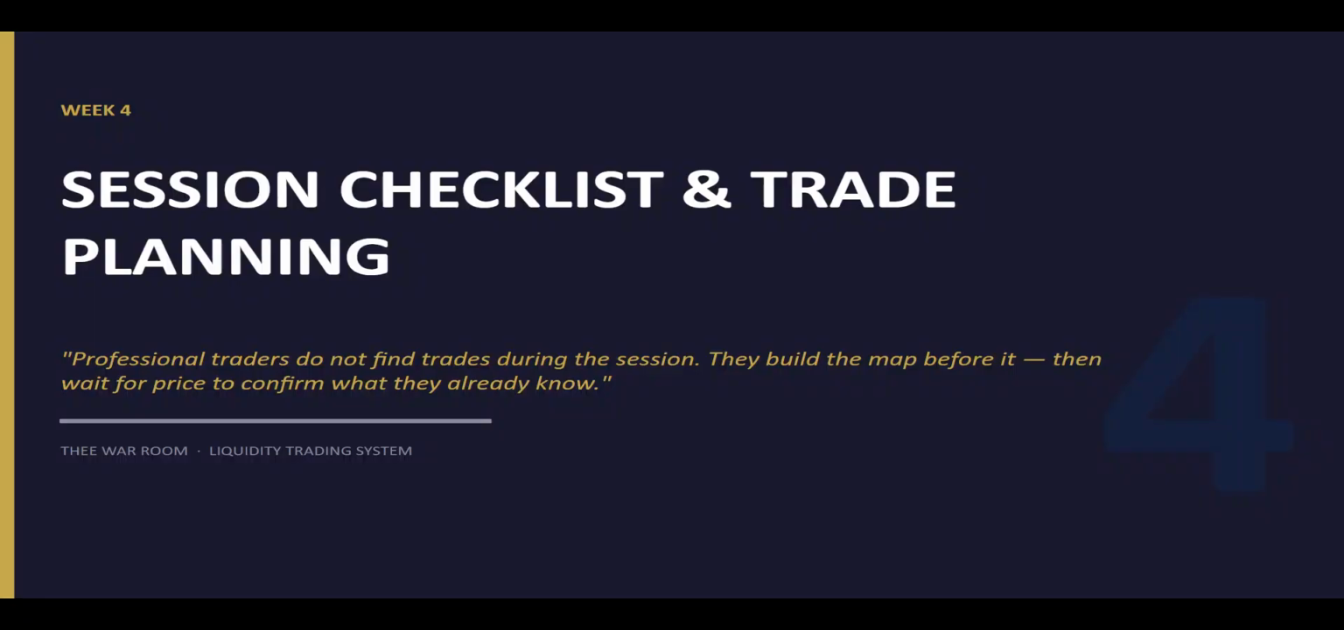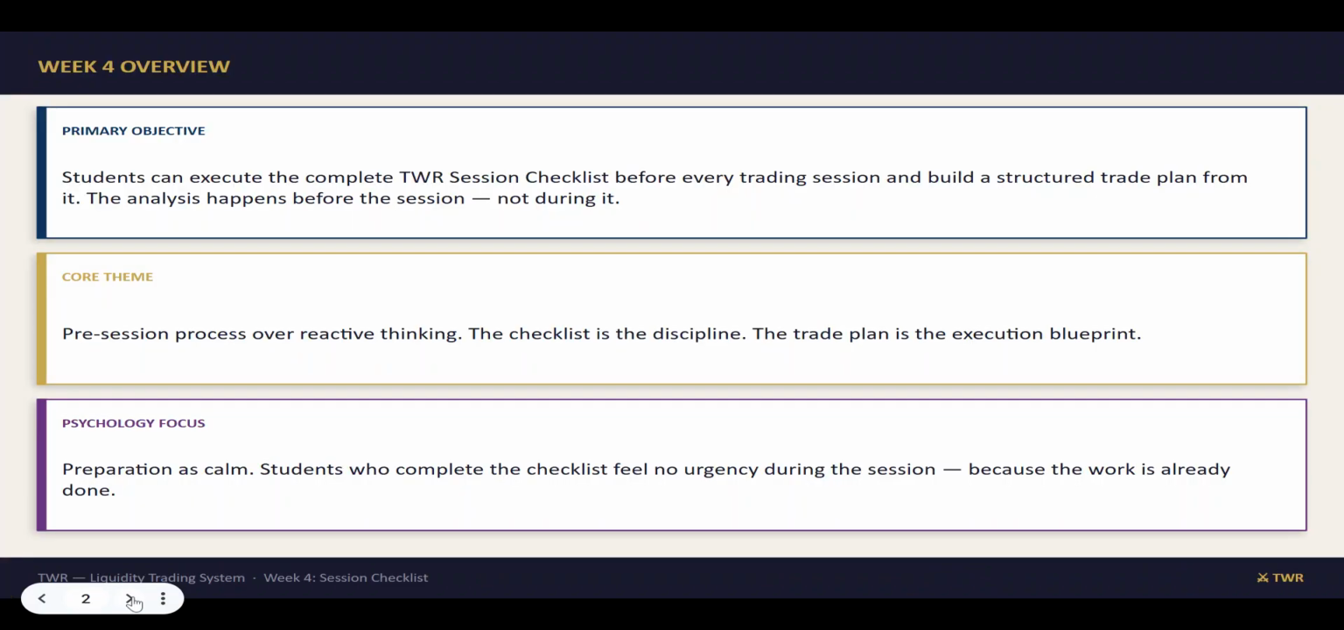So what I want you to understand is this: professional traders do not find trades during the session. They build the map before it, then wait for price to confirm what they already know. When you come to the markets, come like a professional trader. You don't come to find trades. Basically, you have a map that you follow, these are some of the things you want to see. If this, then that. In this lesson, I'll walk you through that.